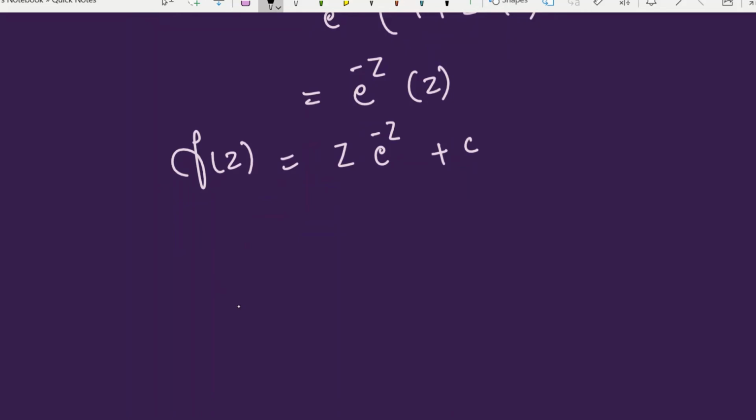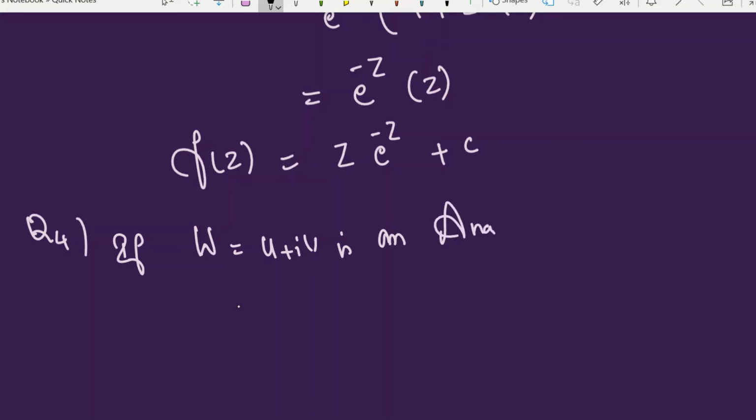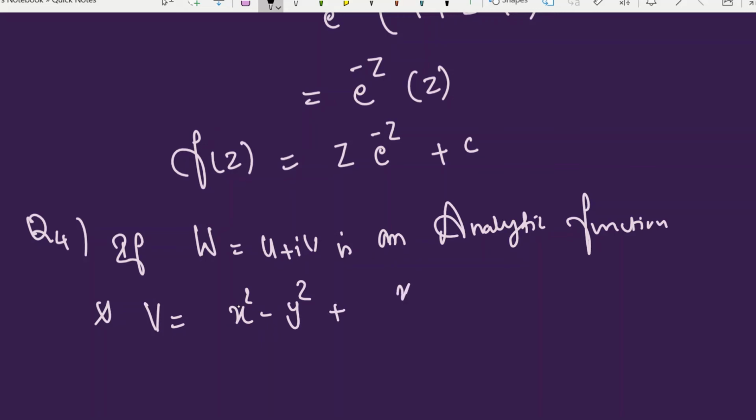One more question. If w equals u plus iv is an analytic function and v equals x square minus y square plus x by x square plus y square, find u. Find u, that is we have to find the conjugate.